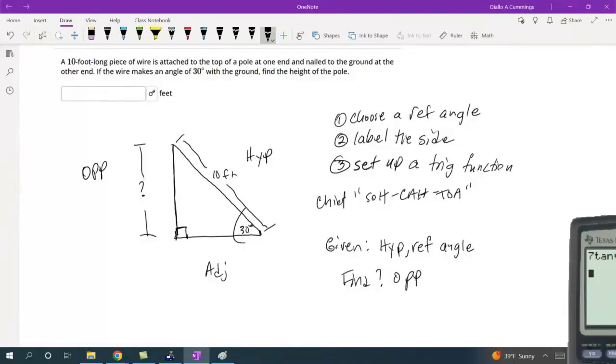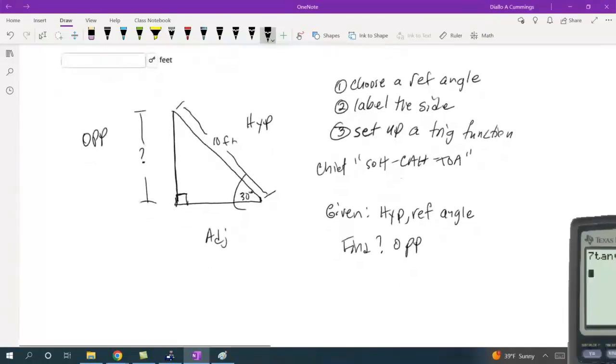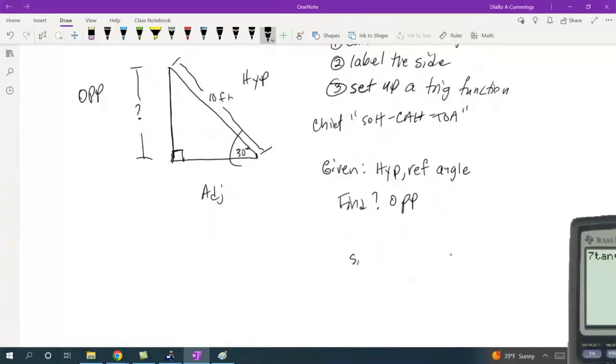So the very first thing in Chief Sakatoa, it says that the sine function is the opposite divided by the hypotenuse. Right? So the sine of any angle, in this case, angle A, that's going to equal the opposite over the hypotenuse. So we're going to write that out in practice as the sine of 30 degrees.